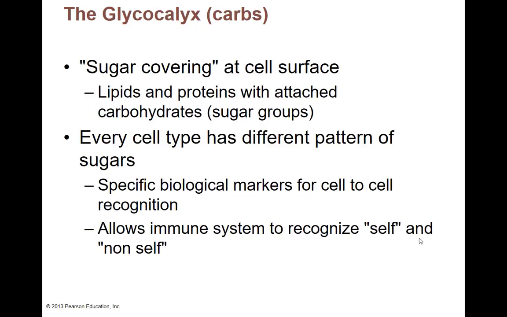Every cell has a different pattern of sugars. They allow for cell-to-cell recognition if one cell wants to attach to another one. And it allows our body, especially our immune system, to recognize cells that are our own versus cells that are foreign. So we can recognize bacteria and other cells that might be foreign. It's like, we don't know what that is, so we better just get rid of it. And it can recognize anything that's our own, just because of these sugar coverings on the outside of the cells.